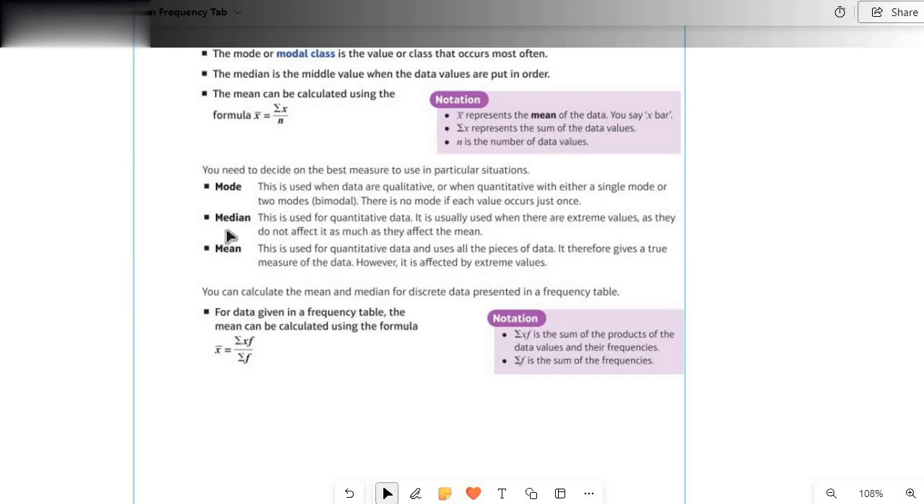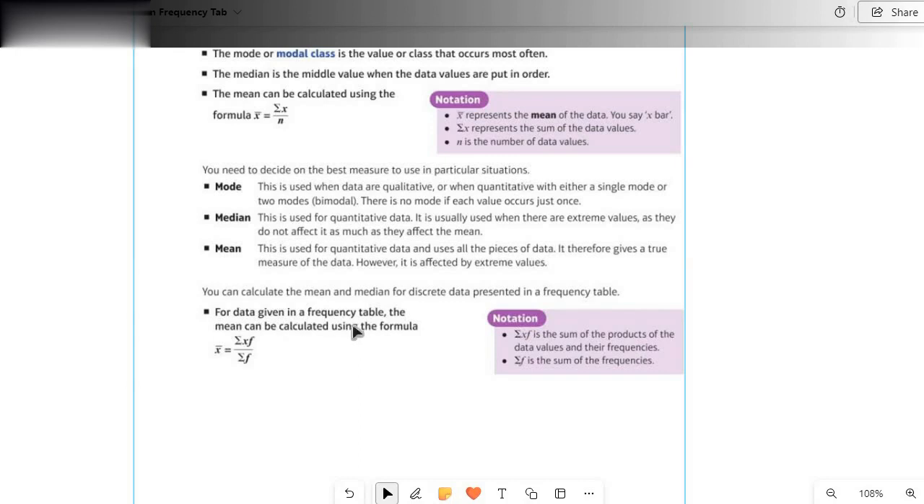For the median, this can be used for quantitative data only. It is usually used when there are extreme values, as they do not affect it as much as they affect the mean. And finally, the mean is used for quantitative data and uses all of the pieces of data available. It therefore gives a true measure of the data. However, it can be affected by extreme values that can be either too high or too low compared to the whole data set. You can calculate the mean and median for discrete data presented in a frequency table.